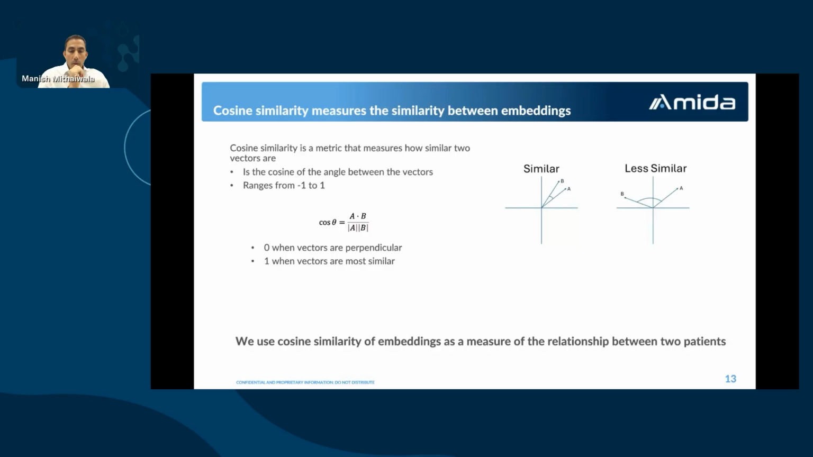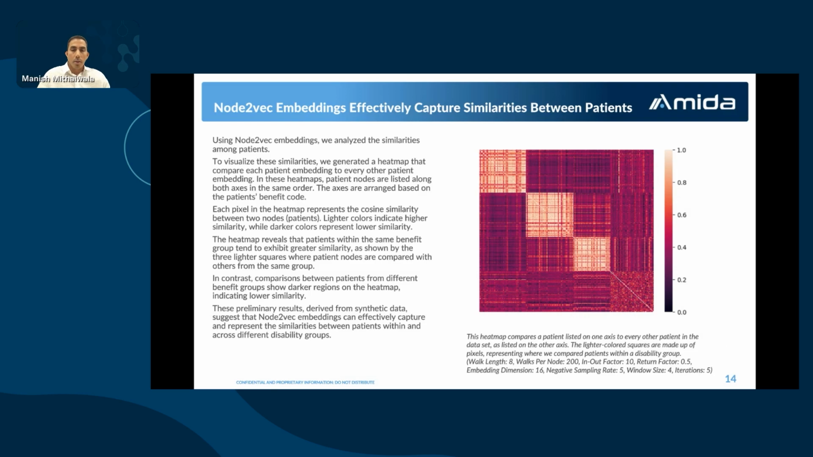Okay, now we have introduced all the tools that we need to evaluate the results from the embeddings we generated from node2vec and GraphSAGE on our entire sample data set. Using the embeddings created by node2vec, we can examine the similarity among patients. This diagram on the right is the affinity matrix of cosine similarity between patients. The patients have the same ordering on both axes, and the patients are sorted by their benefit.